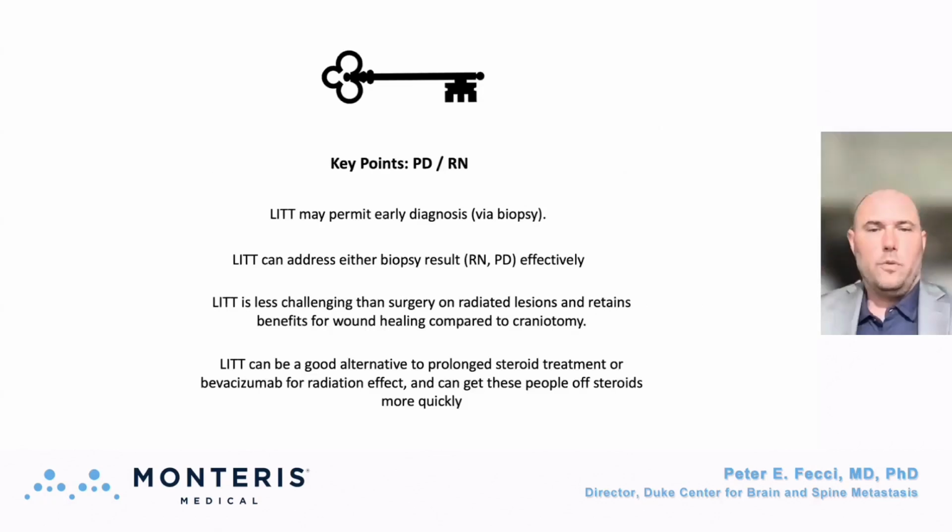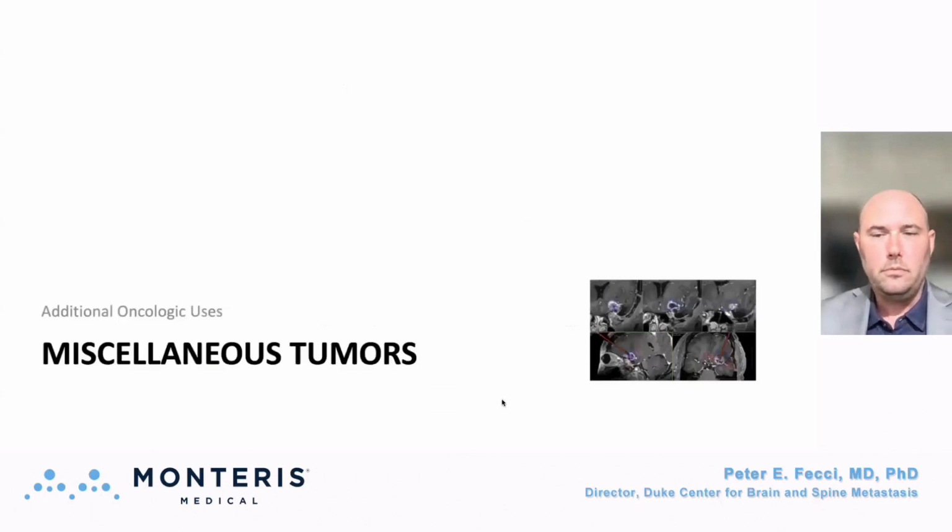So some key points here overall for progressive metastatic disease and radiation necrosis. Again, LITT permits early diagnosis via biopsy, definitive diagnosis. It can address either of those biopsy results effectively. It's less challenging than an open surgery on radiated lesions and retains benefits for wound healing compared to craniotomy. And it can be a good alternative to prolonged steroid treatment or bevacizumab for radiation necrosis and can get these people off of steroids more quickly.